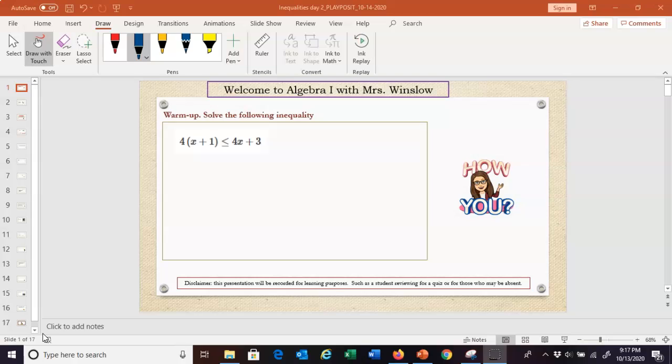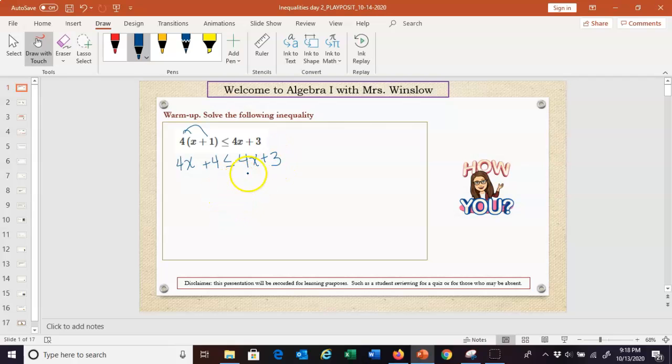So in class yesterday, we went over solving and graphing inequalities. So here's one that looks a little more complicated. I see things on both sides of the equal sign. Now what we want to do is solve for x. So I'm going to distribute the 4. So 4 times x is 4x. 4 times 1 is 4. And then I'll bring down everything else.